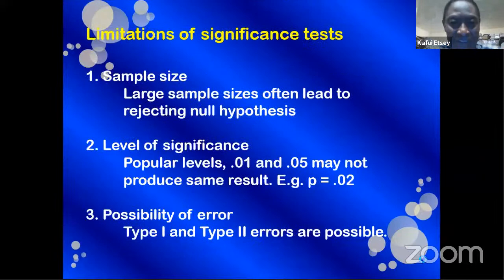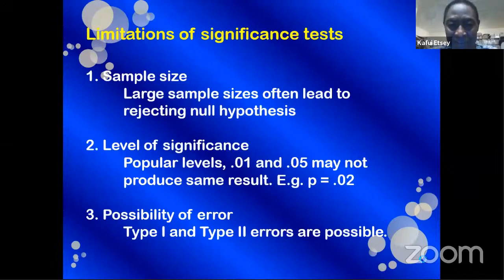Hypothesis testing with significant tests has a lot of limitations, and we are going to look at 6 of them. The first limitation is the sample size. When you are doing hypothesis testing and your sample size is very large, you are likely to reject the null hypothesis. And if your sample size is very small, very often we fail to reject the null hypothesis. So in hypothesis testing, we always check the sample size, because the sample size can lead you to make an error.